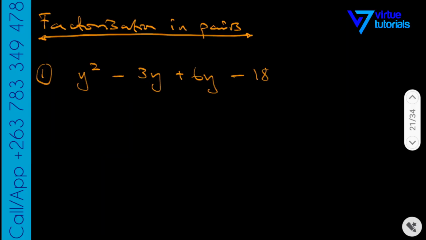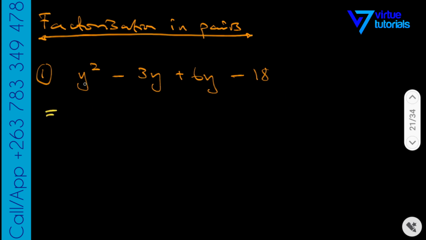Okay, so now let's look at factorization in pairs. If you look at this expression here, y squared minus 3y plus 6y minus 18, this is an expression with four terms, 1, 2, 3, 4. So when you commonly receive these expressions with four terms, they want you to factorize in pairs, right? So you look at the first two, and then you factorize, then you look at the next two and you factorize. That's the first stage. And then let's see what happens after that first stage.